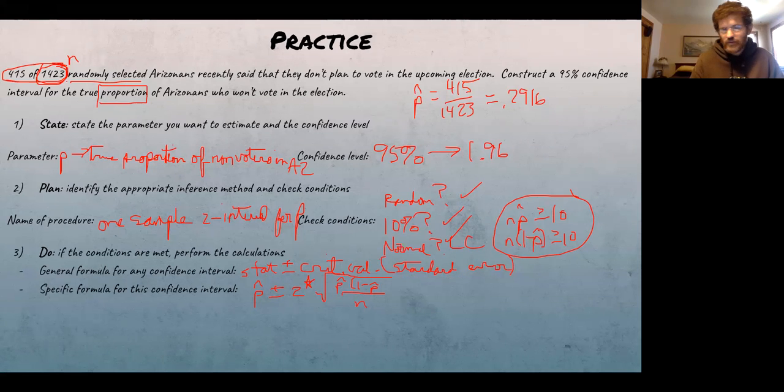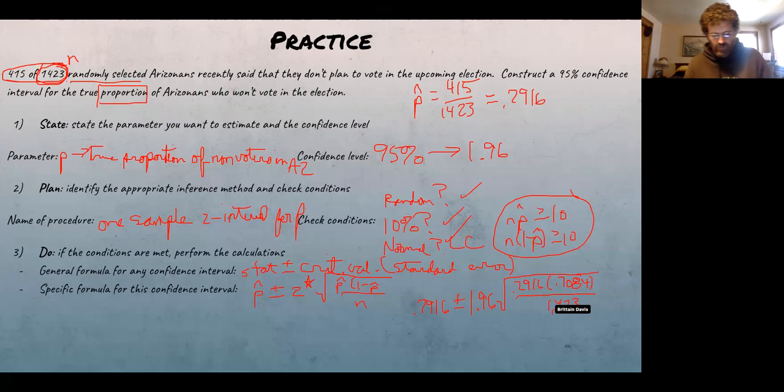So now that we've got this, I'm going to actually just plug in the values, and we will come up with the confidence interval. So it is going to be 0.2916 plus or minus z star, which is 1.96, times the square root of 0.2916 times 1 minus that, which should be 0.7084, divided by n, which is 1,423. I will leave that right there. You guys can calculate the confidence interval.